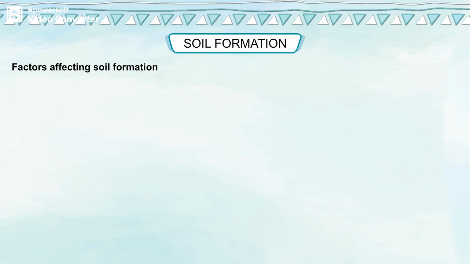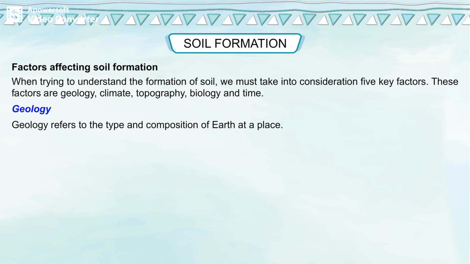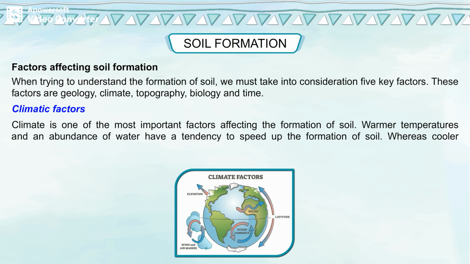Factors affecting soil formation. When trying to understand the formation of soil, we must take into consideration five key factors. These factors are geology, climate, topography, biology, and time. Geology. Geology refers to the type and composition of earth at a place. Climatic factors. Climate is one of the most important factors affecting the formation of soil. Warmer temperatures and an abundance of water have a tendency to speed up the formation of soil, whereas cooler temperatures and less precipitation slow down soil formation.